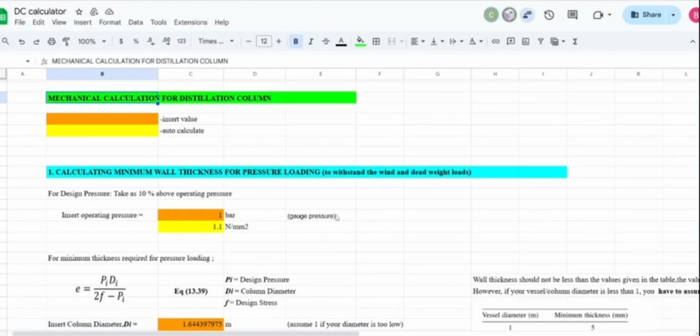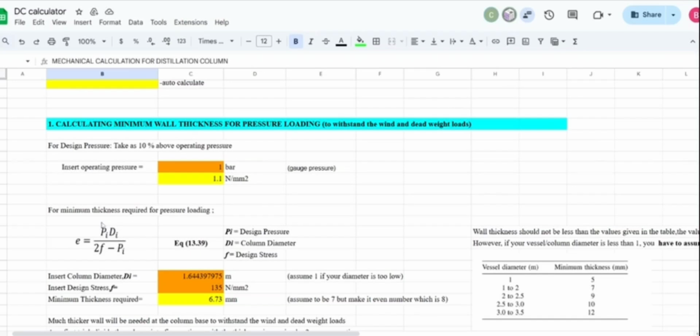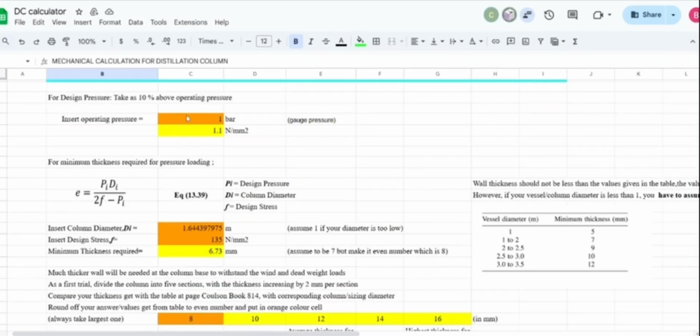Next, we move on to the mechanical calculation for the distillation column. From the question, first and foremost, you need to calculate the minimum wall thickness for pressure loading. For design pressure, take it as 10% above the operating pressure. You need to insert the operating pressure, which you can get from the sizing, 1 bar, and you will get the design pressure, 1.1 Newton per millimeter squared.